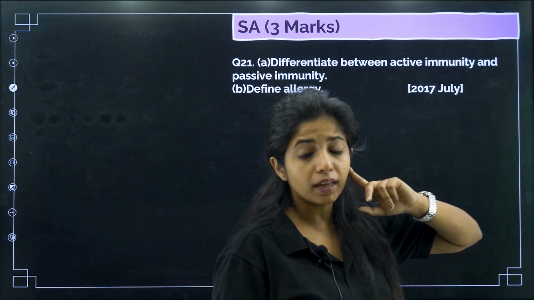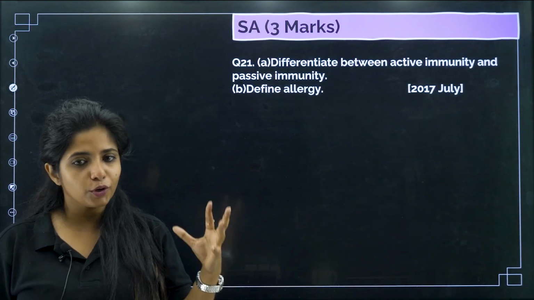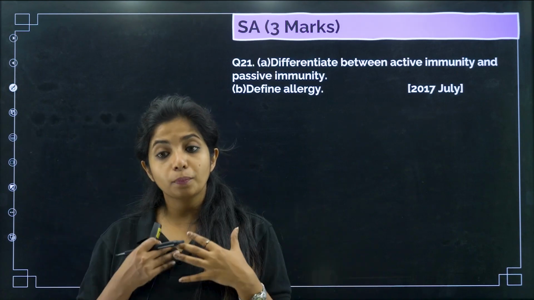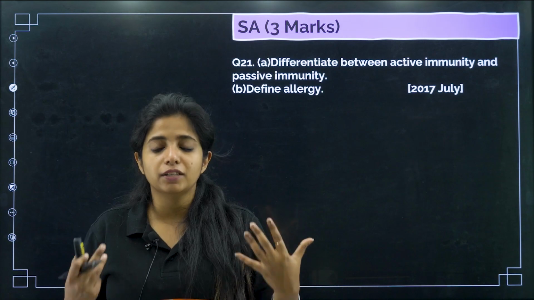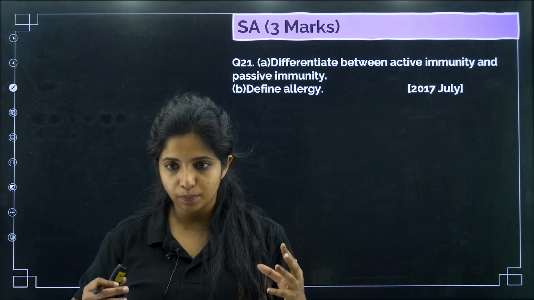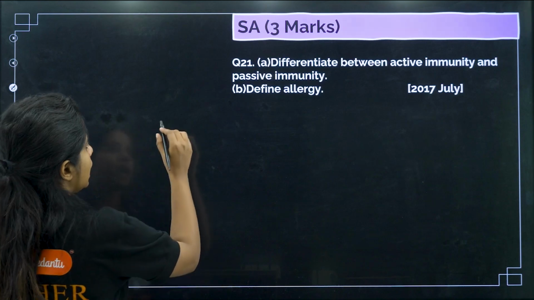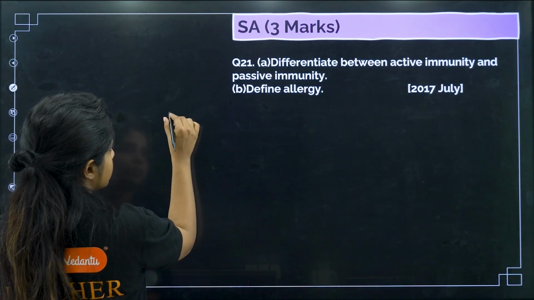Okay. Now, active and passive immunity. I already told you what you mean by passive and what you mean by active. Active is when your body is actively producing some antibodies. Your body is actively participating. Whereas passive is when you are providing antibodies specifically, for example, in the case of vaccine.